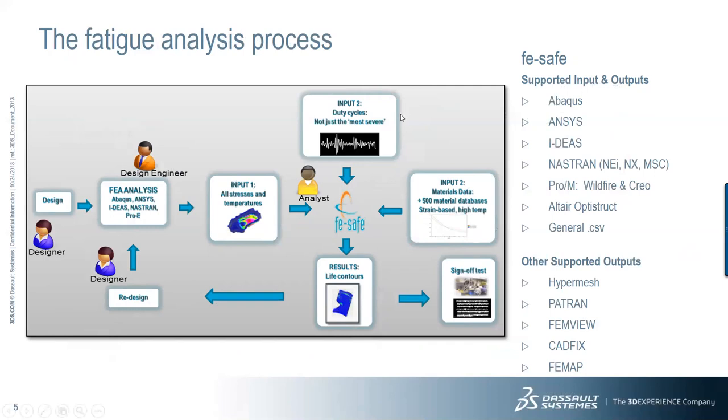The third input which we'll be needing is the duty cycle, in which fesafe does not just rely on the most severe loading, but the whole of the duty cycle, which is coming directly from the experiments. That whole duty cycle you can use in fesafe. So these will be the 3 inputs which will go into fesafe, and then fesafe will use a biaxial strain life algorithm by default, and it will calculate the fatigue life. The life will be calculated at each and every node in the model.